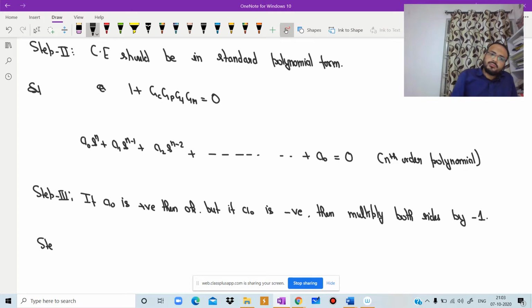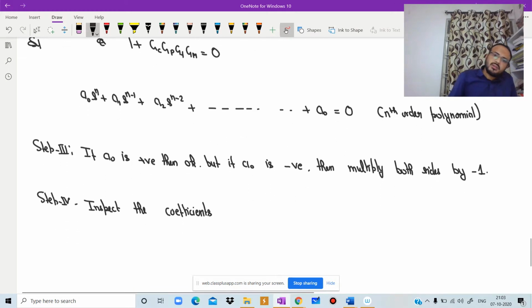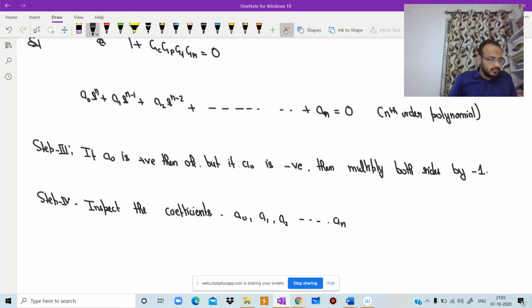Step 4. Inspect the coefficients. A node, A1, A2. Sorry, it should be AN. A node, A1, A2 to AN. Is it clear?